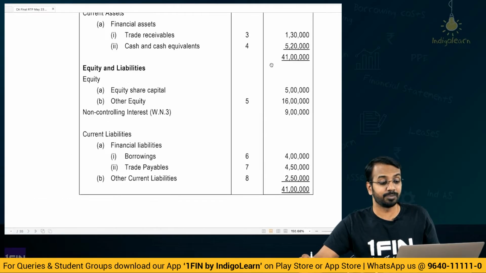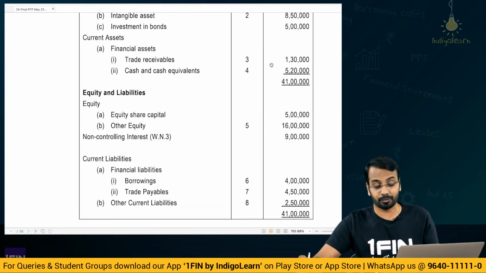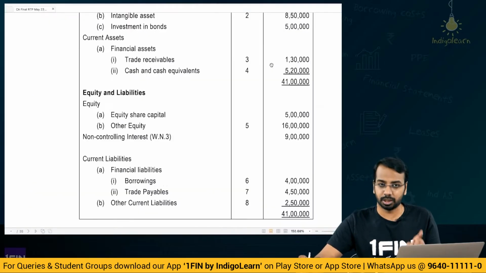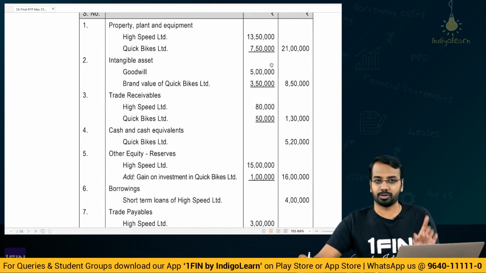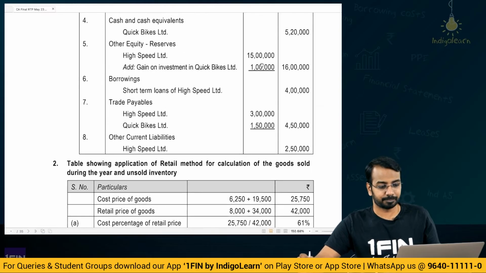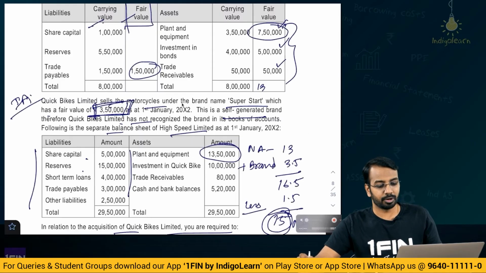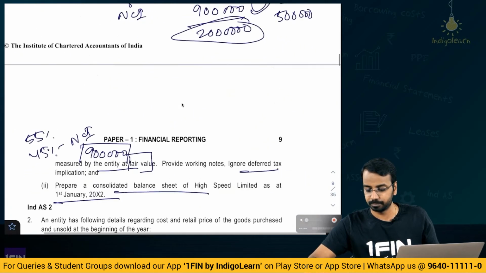Now in the examination, ensure to do the balance sheet in the proper format. Though the question is given in this format, you have to use the Schedule 3 format and you should give the notes as well, right? Then moving on to the next question.